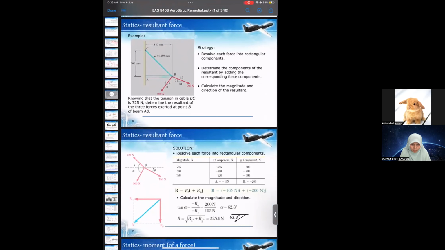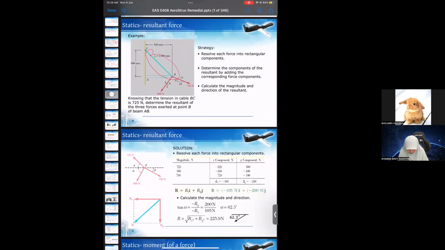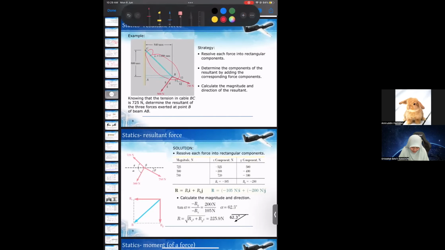How we decompose and calculate the force R in this example. We are going to calculate the sum of the force R, the magnitude of R and the angle. Since R is the sum of the forces of 500 and 780 Newton, this one and this one, and also this one, sorry, 725.